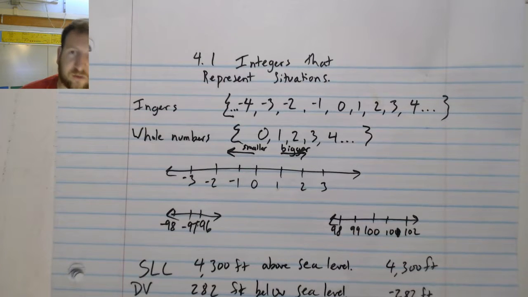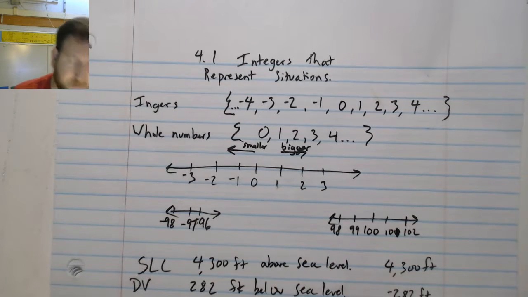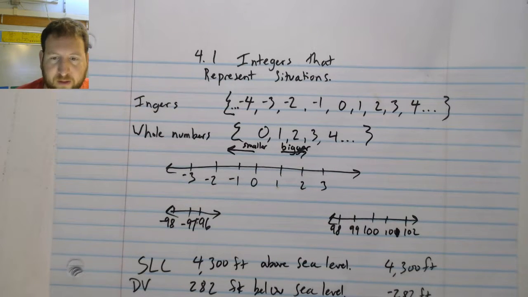Because if I were to graph this on an up and down number line, like I would use if I was going to graph elevation, and I had my zero here, my Salt Lake City is going to be all the way up here at 4,300. And my below sea level is going to be right here below sea level at negative 282. It wouldn't be fair to call this positive 282 because I know that it's below the actual sea level, okay?